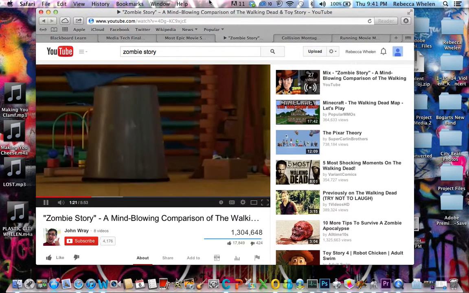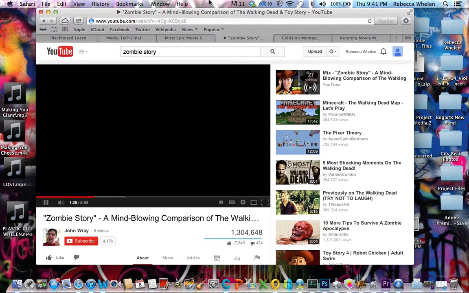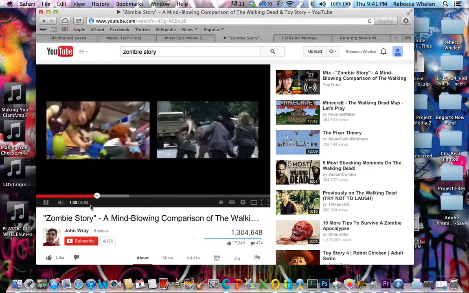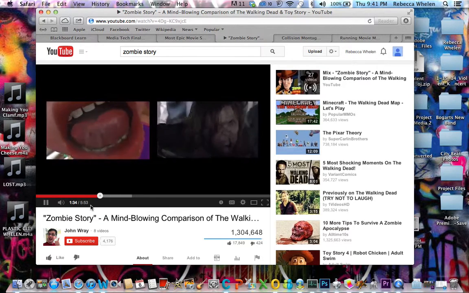This idea that Toy Story is almost like The Walking Dead is definitely mind-blowing. In here we see the same idea being portrayed in a different light.